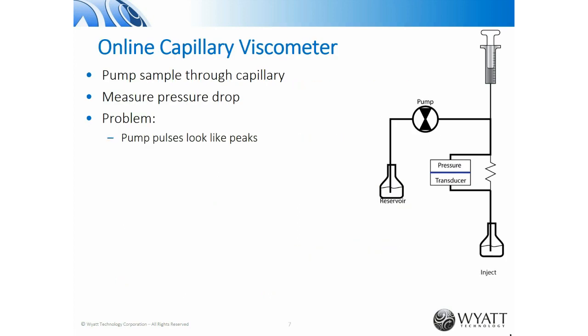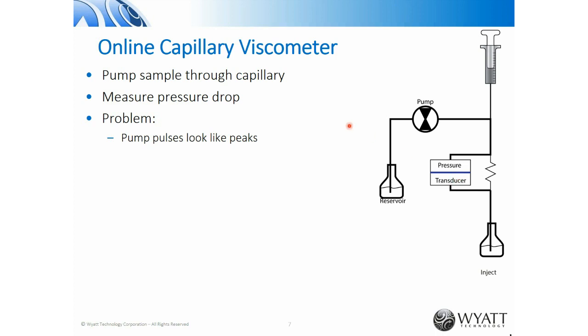Okay, so let's talk about how we do this in an online context instead of a batch measurement. Well, the very simplest online viscometer is simply a capillary. So here's a capillary similar to what we had in the Ubbelohde viscometer. You take your solvent and you pump it through the system, and you measure the pressure drop across this capillary with a pressure transducer. You then inject a sample and you watch the pressure drop increase, and from that you can get the specific viscosity or the relative viscosity.